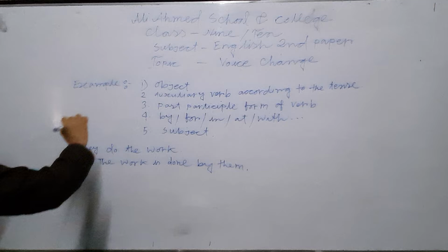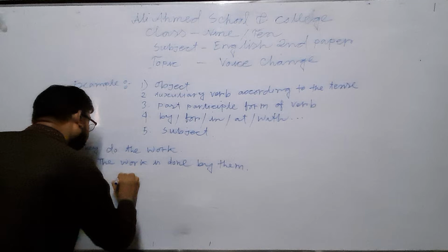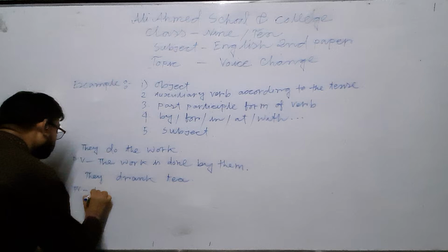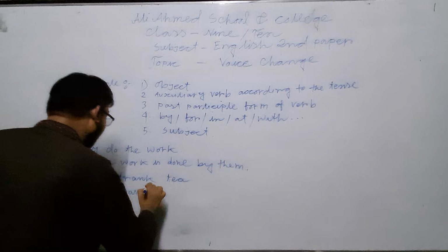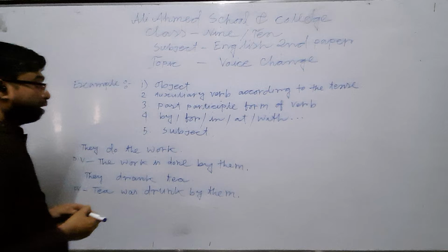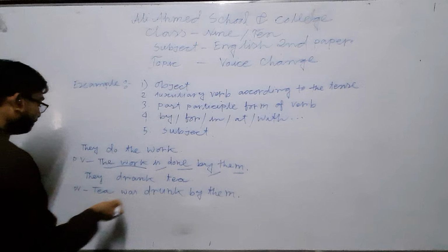Another example. They drank tea. Passive voice is that tea was drunk by them. If we look at the examples of this voice, we can see that the structure is object, auxiliary verb, past participle form, by, then object. In the same way, object, auxiliary verb, past participle form, by, object.